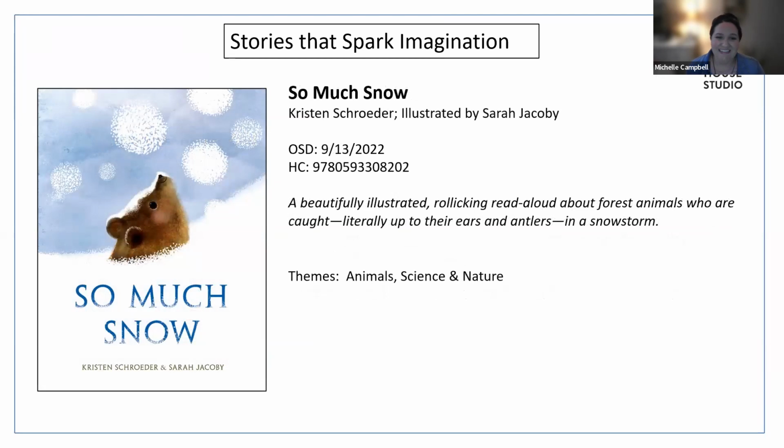From The Snowy Day to Little Penguin, snowy stories are always in season. So Much Snow follows seven forest creatures through a snowstorm that has them caught up in snow all the way up into their ears, into their antlers. Illustrated by Sarah Jacoby, the art is soft and has an instant classic feel, with a cumulative refrain, "How high will it go?" and a story that builds and reverses through the days of the week. This is a great read aloud and storytime choice. Now over to you, Adrienne.